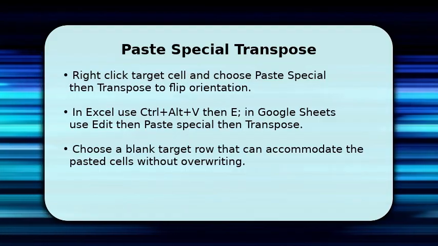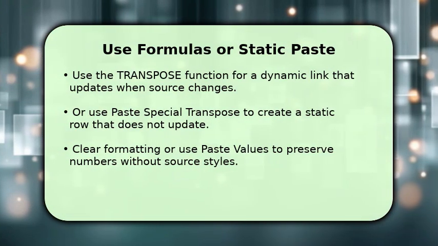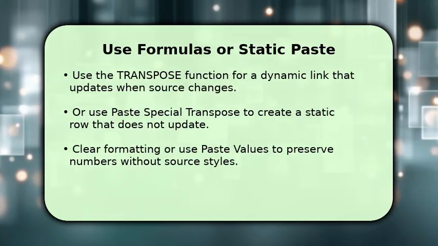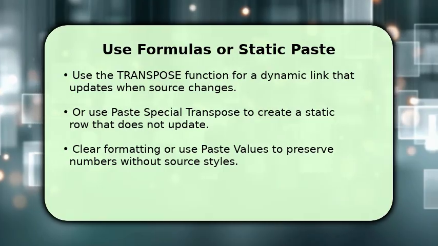If you want the row to update with source changes, use the transpose function instead. Enter equals TRANSPOSE(A1:A10) and press Enter to create a dynamic horizontal array.